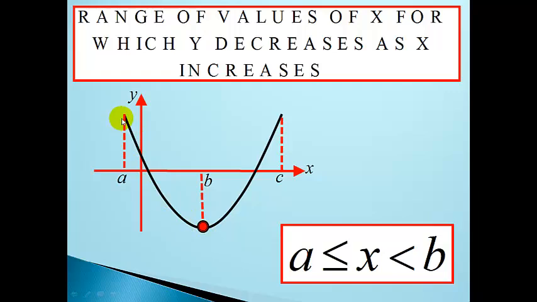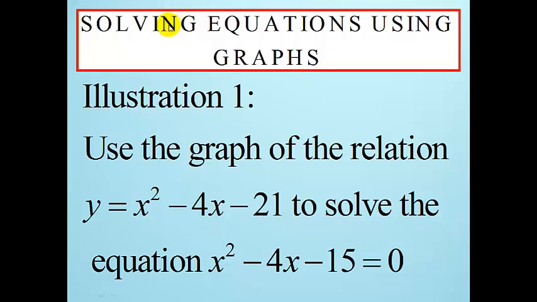So it's A less than or equal to x, less than B. Now let's look at how best we can solve this problem. Use the graph of the relation y equals x squared minus 4x minus 21 to solve the equation x squared minus 4x minus 15 is equal to 0.